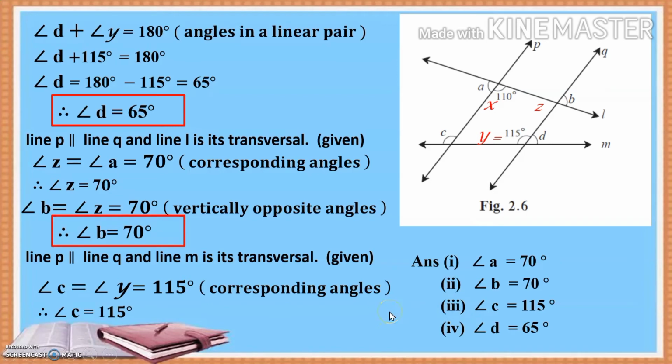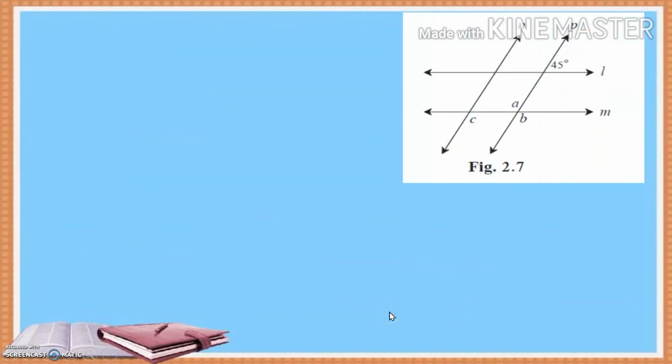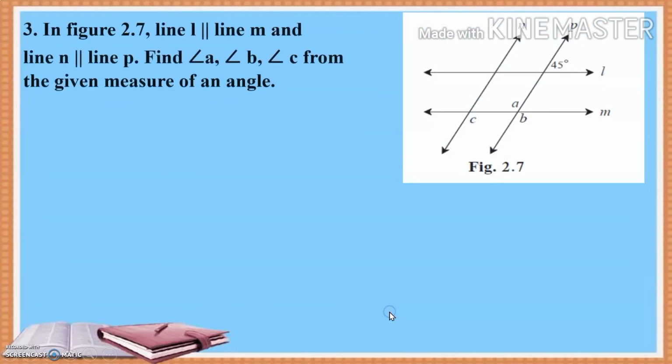Let's go to the next question now. This is question number 3. In figure 2.7, line L is parallel to line M and line N is parallel to P. Find angle ABC from the given measure of an angle. Now only one angle is given here. You have to find out the remaining angles. So let's start. Let us take this angle here as D.